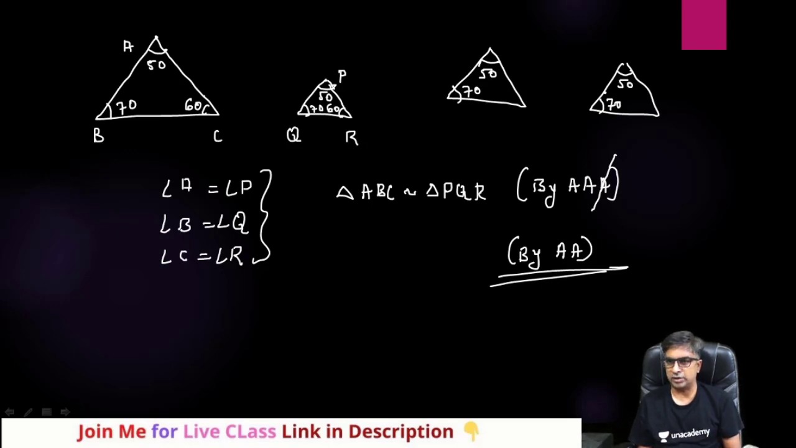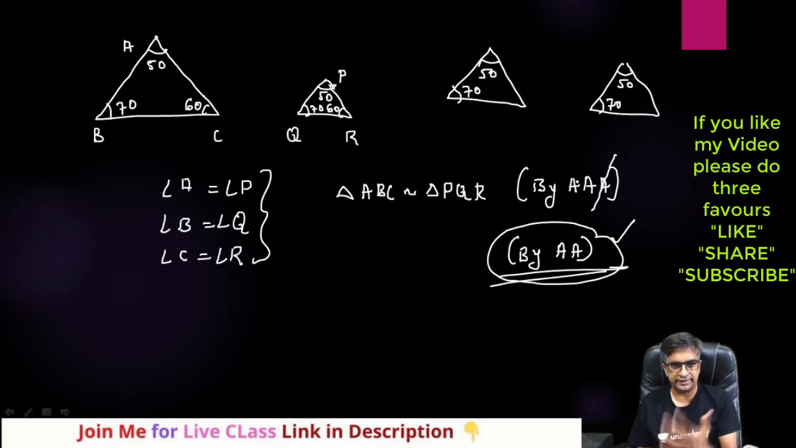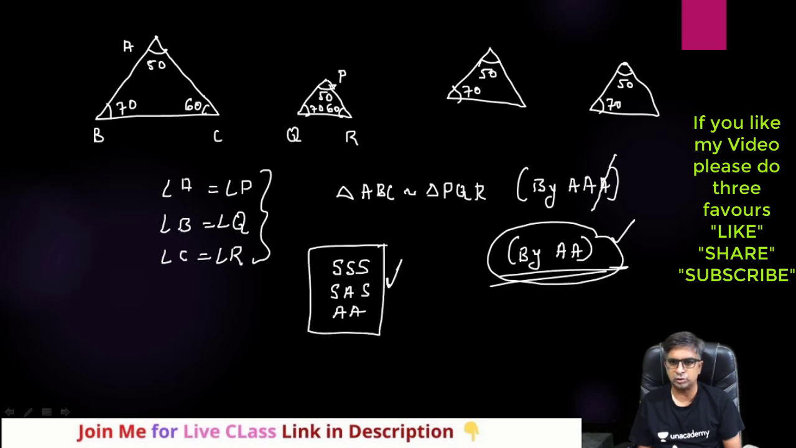If two angles are equal, automatically the third angles will also be equal, because by the angle sum property, the sum of all three will be 180. So no need of finding the third angle. By two angles also we can say that the two triangles are similar. Don't go for the third angle. Directly by angle similarity we can say the two triangles are similar. So the three rules are side side side, side angle side, and angle similarity. By these three rules you can say two triangles are similar.